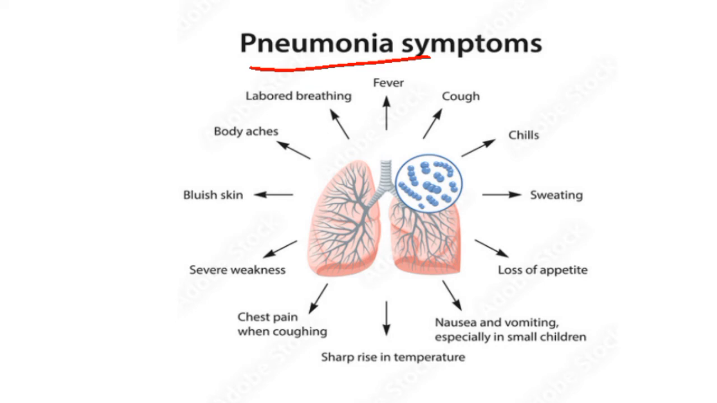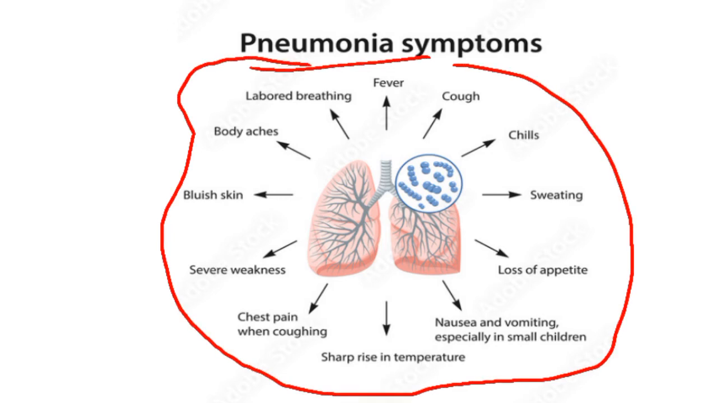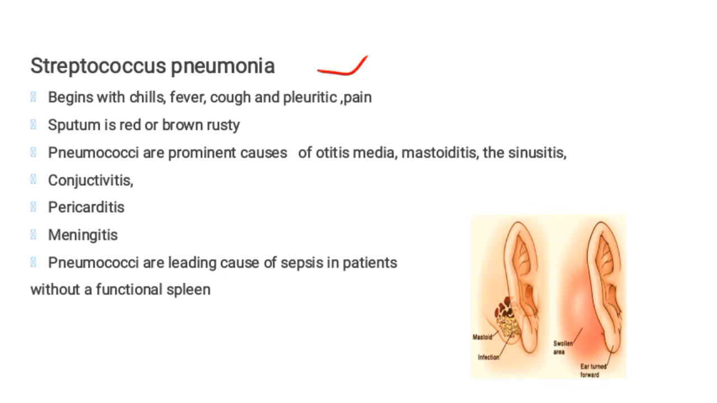These are the atypical symptoms of pneumonia. What is pleuritic pain? Pleuritic pain is the sharp and sudden pain in the chest. But you can identify a pneumonia patient by fever, cough, chill, sweating, loss of appetite, nausea, vomiting, and a sharp rise in temperature, meaning fever, chest pain, which is pleuritic pain, severe weakness, flushing, skin, body itches, labored breathing. This is the pneumonia scenario, but it also causes other symptoms.